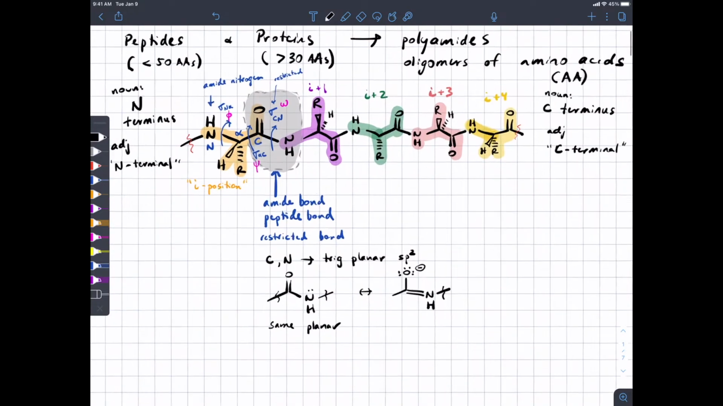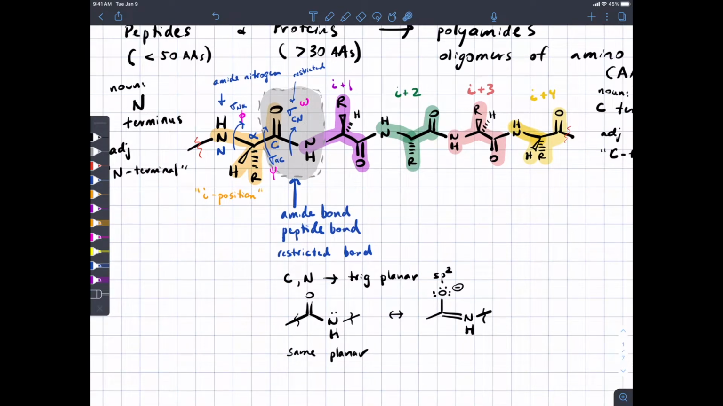What else? Have I talked about backbone versus side chain? The nitrogen, alpha carbon, and carbonyl carbon, and really the carbonyl oxygen, are all sort of backbone atoms, and then the R groups are the side chains, which we'll talk about later.